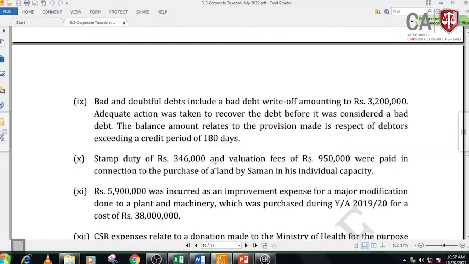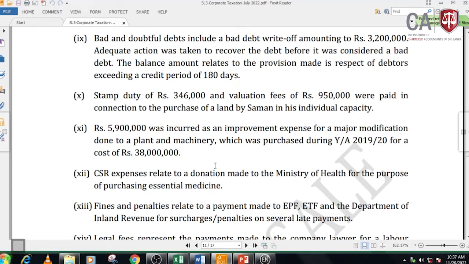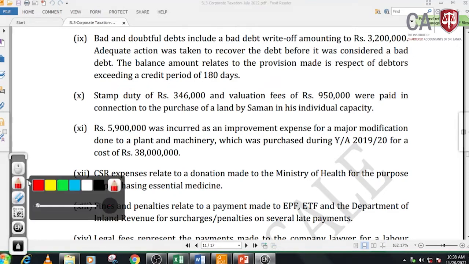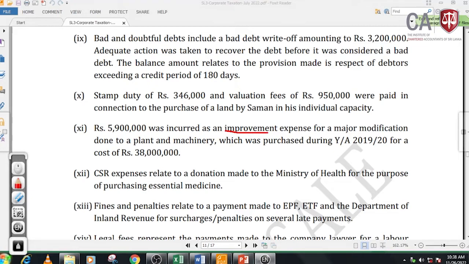What's the number of the adjustment? It is adjustment number 11. Rupees 5.9 million was incurred as an improvement expense for major modification done to a plant and machinery, which was purchased during the year 2019-20 for a cost of rupees 38 million. Now, what is this one? Very important adjustment. This is an improvement. If it is an improvement, what section are you going to apply? It is section 14 you are going to apply.